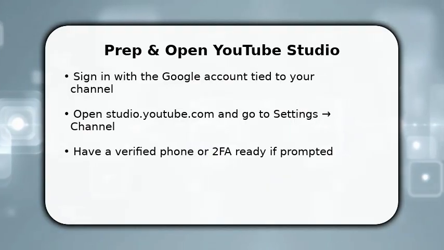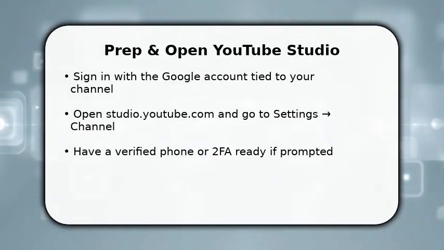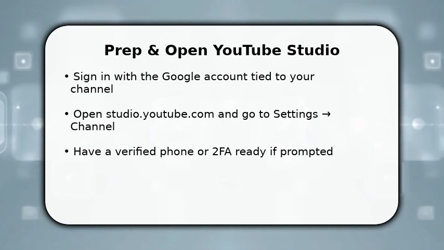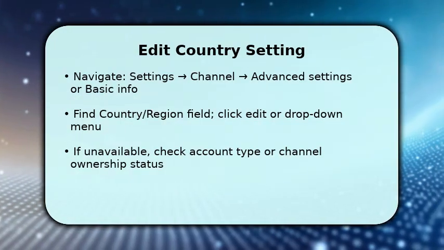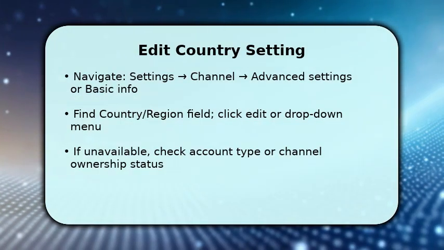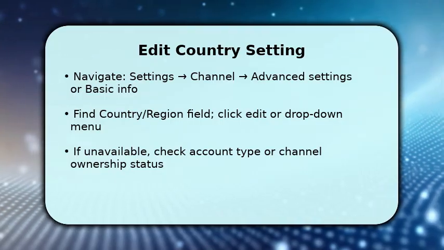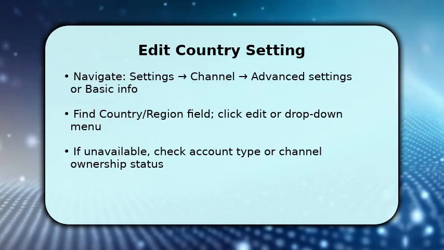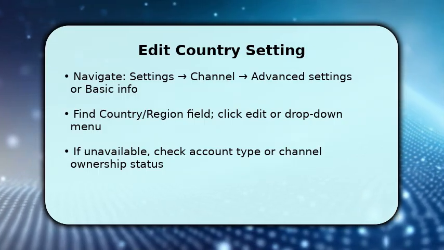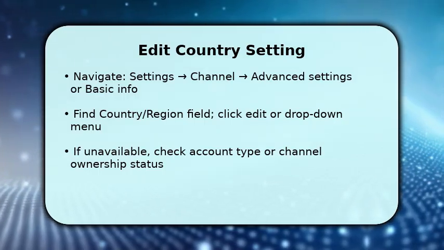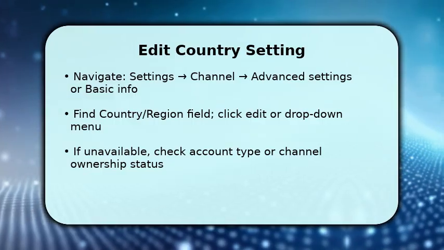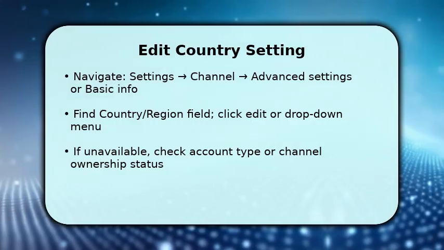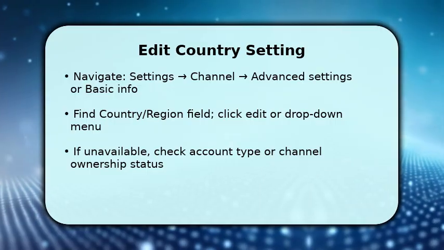Proceed without delay to the basic info and advanced settings where country entries live. Once in channel settings, move to advanced settings or basic info depending on your interface. YouTube moves this occasionally. Locate the country/region field and click the drop-down or edit icon. You can clear or change the selection there. If the interface doesn't offer a blank option, select a neutral country and save, then reopen to attempt clearing again.